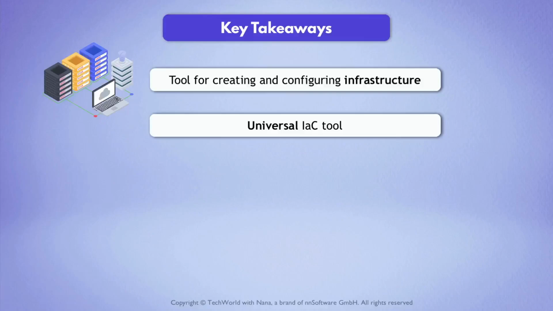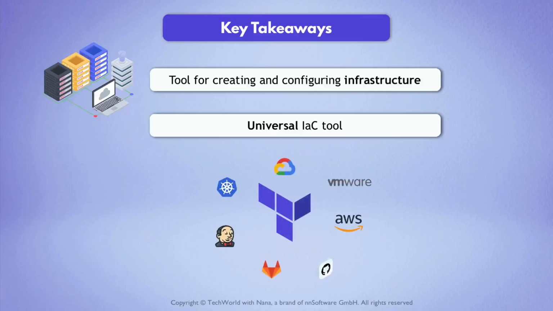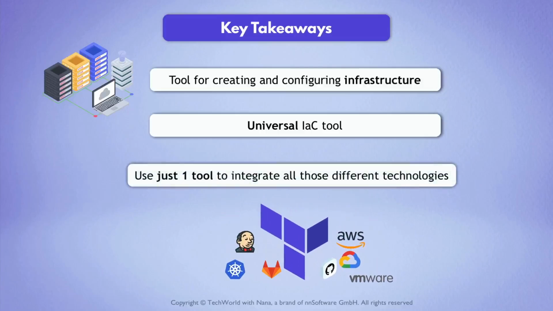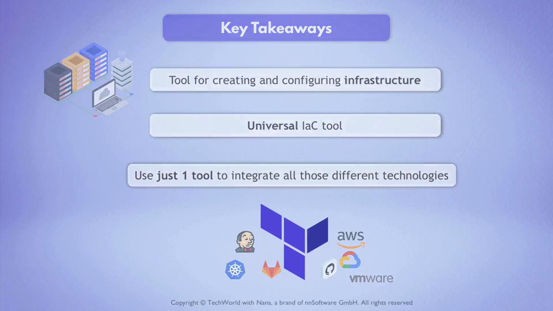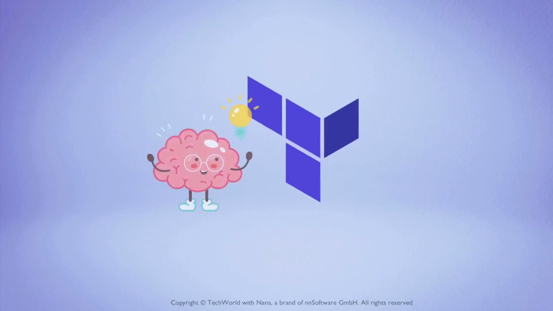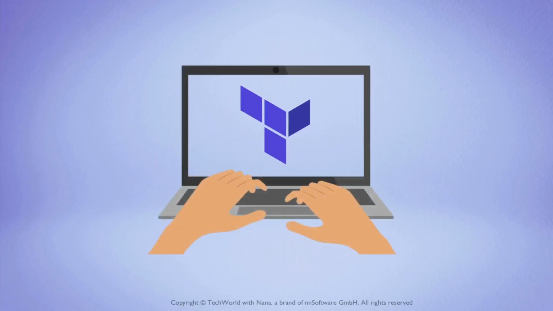And finally, because it integrates with many different technologies and platforms like AWS, Kubernetes, Jenkins, VMware, and so on, you have one tool that you can use to talk to all these different technologies and their APIs. So you don't have to learn the API of each tool to talk to them. So Terraform abstracts that layer for you. So now that you understand what Terraform is and all of its benefits, let's actually get started using Terraform in practice.